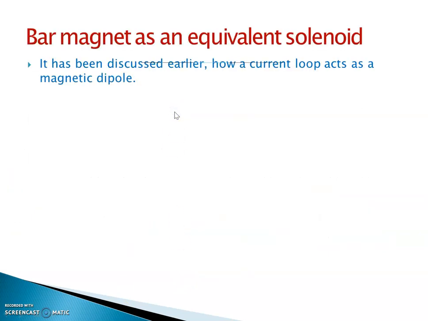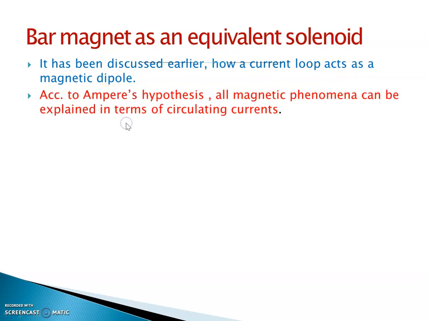Now move to the next topic, that is equivalence of bar magnet with current carrying solenoid. To show the equivalence, we will use here the fact that every current loop acts as a magnetic dipole. It is a hypothesis given by Ampere that all the magnetic phenomena can be explained in terms of circulating current.